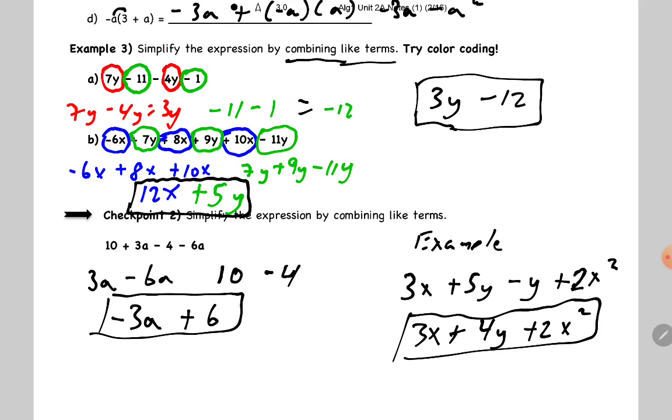So x's and x squareds are different. Y's and y squareds are different. X cubes are different than x squareds. So the exponent makes it different. Okay? Think of x squareds as a square block. Think of x's as like a skinny rectangle. And then think of constants as just like a tiny block. Kind of like ones, tens, and hundreds, if you want to think of it like that.